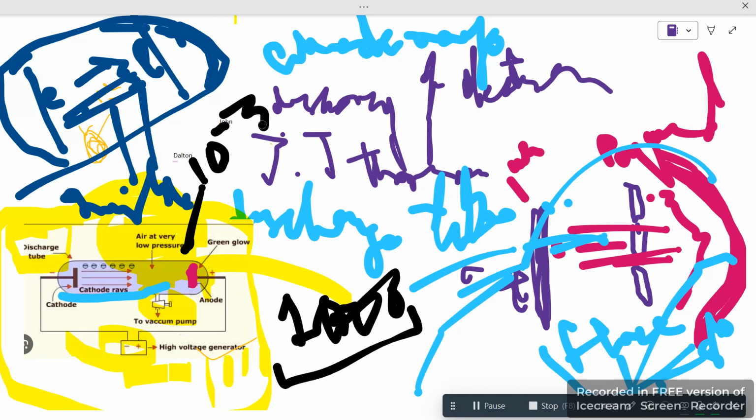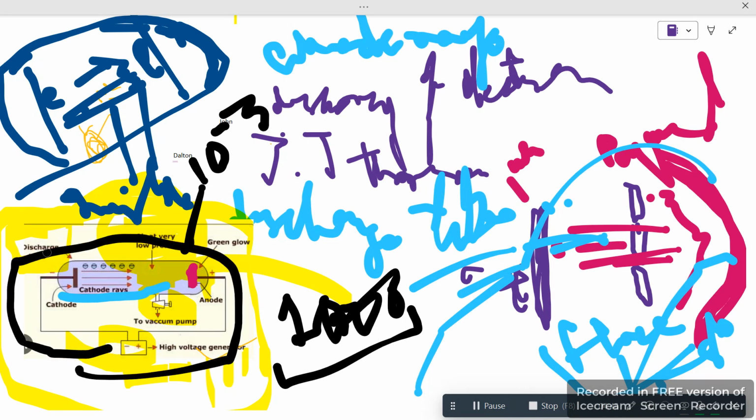But here you need to know how all of this works. The tube is attached with the battery. We have the discharge tube which has low pressure inside, and here we find a green glow, or the fluorescence, which simply means light. So the pump is connected, and cathode rays are moving.